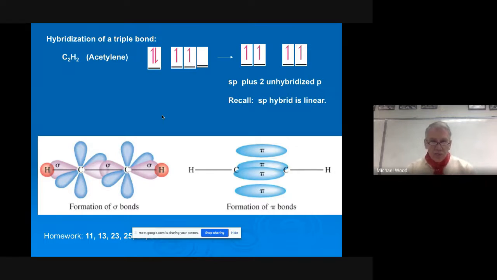So again, I'm going to do the same process. I'm going to do the dots, count the electron domains. And again, you'll actually see a triple bond. So the first bond in a triple bond is going to be the normal hybridization. And then in a triple bond, the second and third bonds are going to be what's called unhybridized. Okay, so I'm going to explain what I've got here with those arrows and everything.